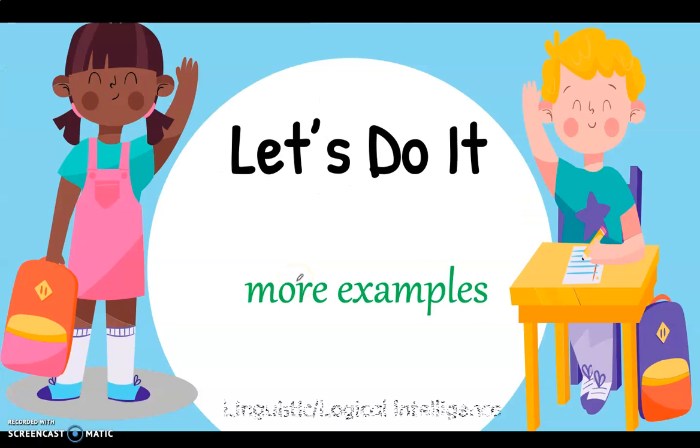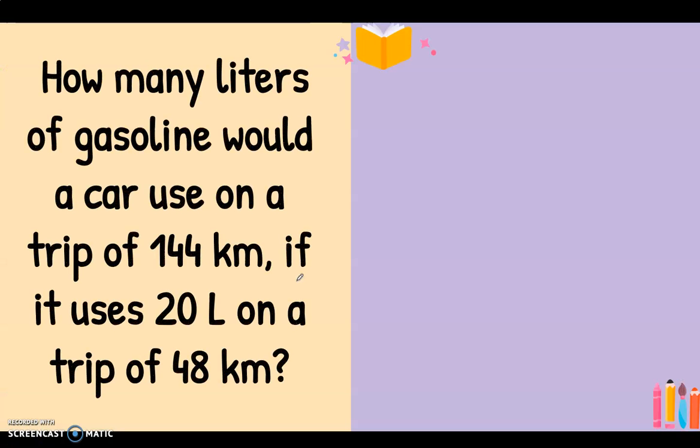Let's have more examples. How many liters of gasoline would a car use on a trip of 144 kilometers if it uses 20 liters on a trip of 48 kilometers? So using a table, as I've mentioned earlier, here we write the unit, which is the liters of gasoline used and the distance covered.